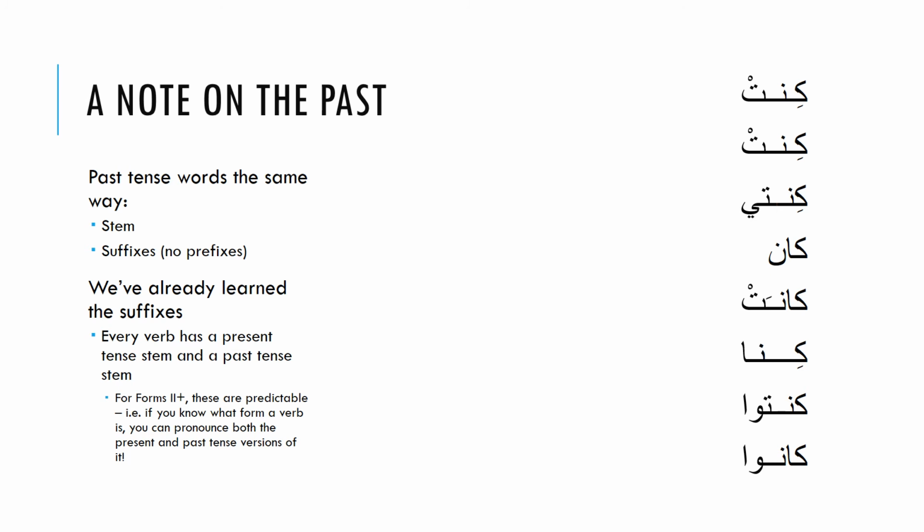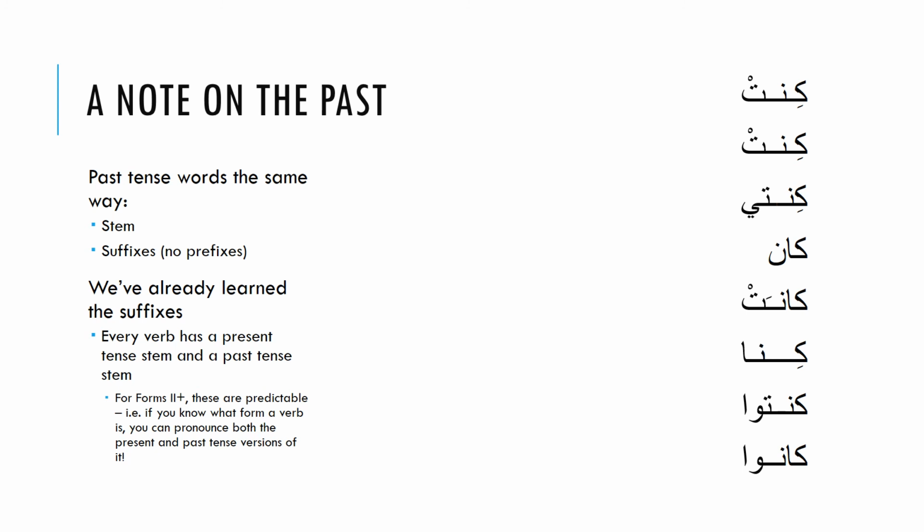It's a little more solid and staying the same in the present tense, but in the past tense, the stem does get a little bit changeable, especially with words that have vowels in the middle in certain parts of the stem, but we're going to learn more about that in the future. The nice thing about the past is there are no prefixes, it's all suffixes. And, lucky for us, we've already learned the suffixes because we know the verb kan.